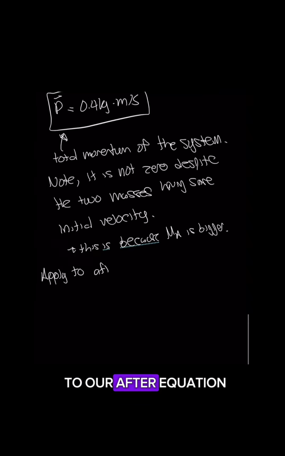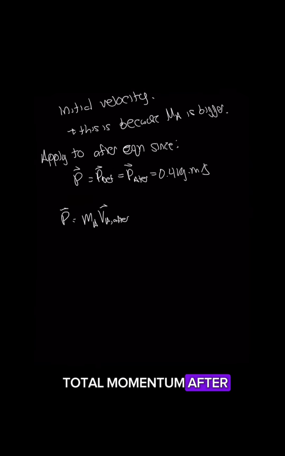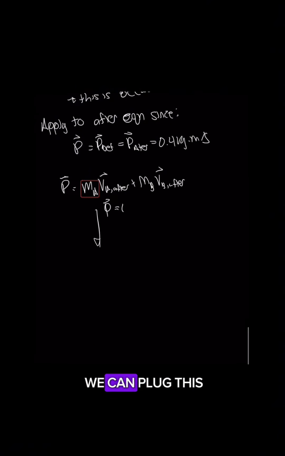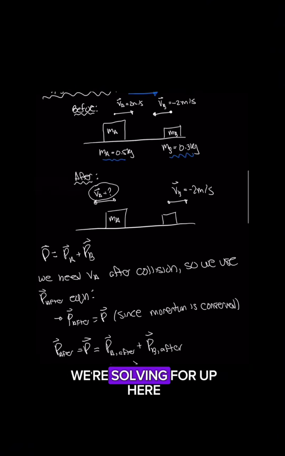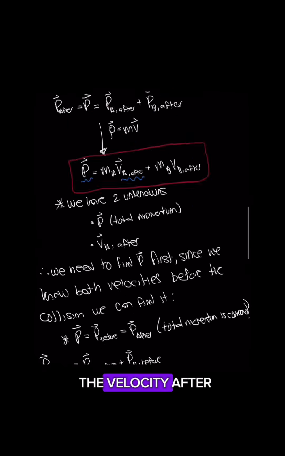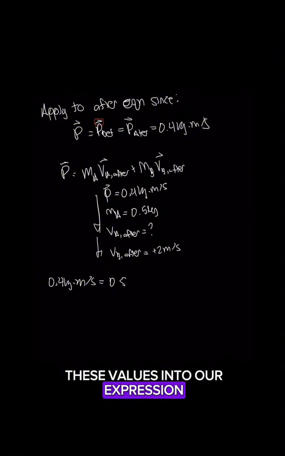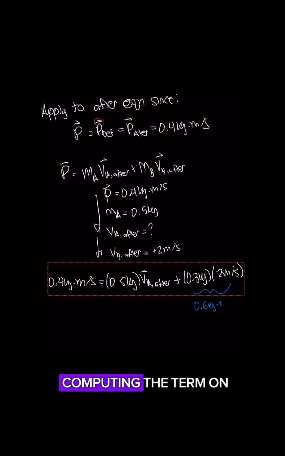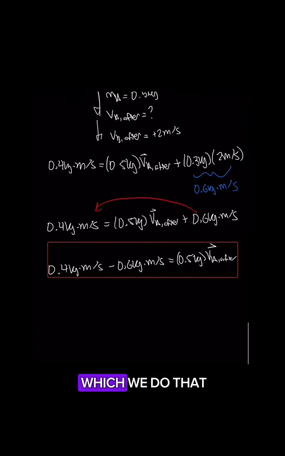So we can apply this to our after equation, which, if we remember, is this up here. The total momentum before is equal to the total momentum after, which is equal to the total momentum since it's conserved. So we can plug this value in with our other known values given in the diagram. We know that VA is what we're solving for up here, and we know that the velocity after for B is equal to positive 2 meters per second. If we plug all these values into our expression, we can isolate for V after by first computing the term on the right and then bringing this term to the other side. Then we can do a simple subtraction, and we get this.